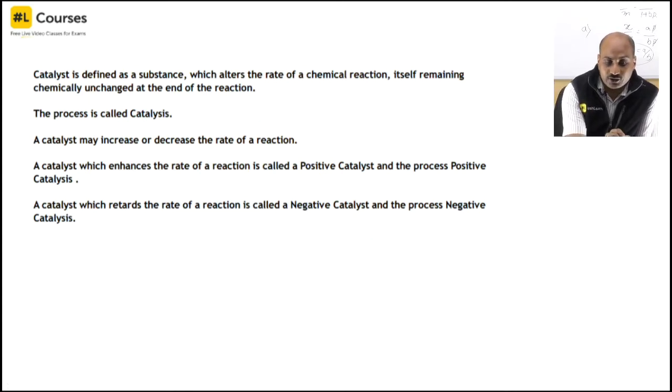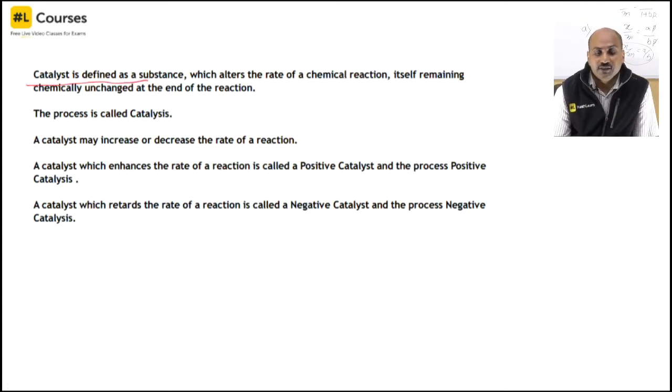This catalyst, as the name itself says, is the chemical substance which alters the rate of a chemical reaction, itself remaining chemically unchanged at the end of the reaction. You may find this a complicated statement: itself chemically unchanged at the end of the reaction. It means it helps the reaction to occur, but chemically the composition of the substance we are using as a catalyst will remain after the completion of the process.